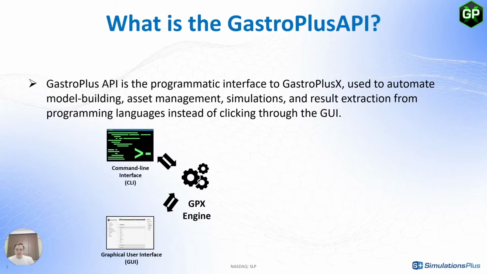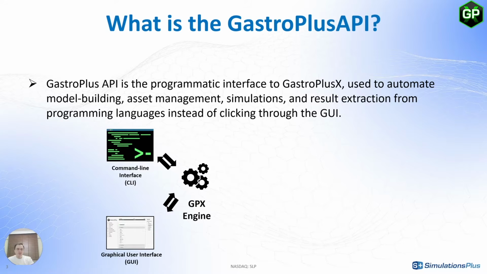So, what is the GastroPlus API? GastroPlus API is the programmatic interface to GastroPlus X used to automate model building, asset management, simulations, and results extraction from programming languages instead of clicking through the graphical user interface. So when you click on the GastroPlus icon on your desktop, you basically initiate the graphical user interface on your computer, which is connecting to the GastroPlus engine in the backend.